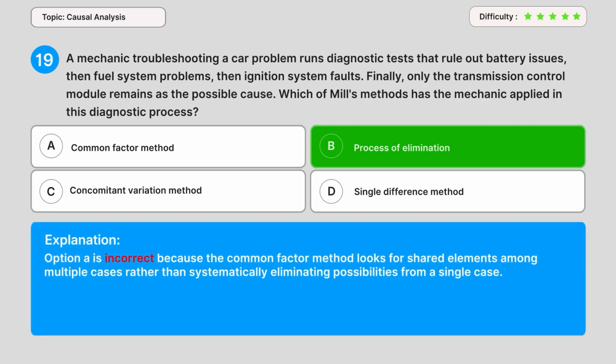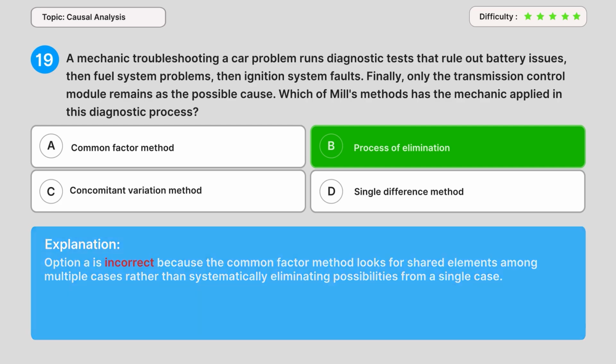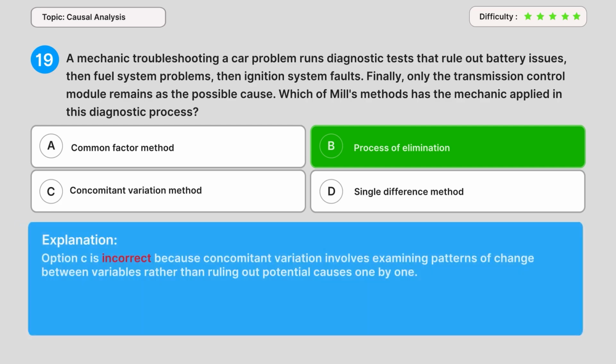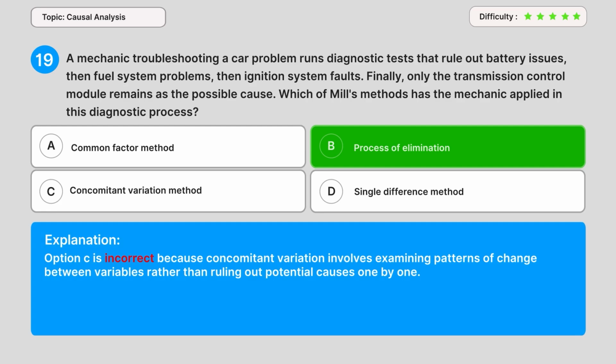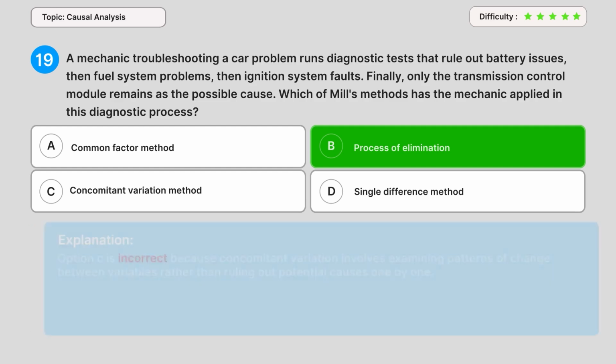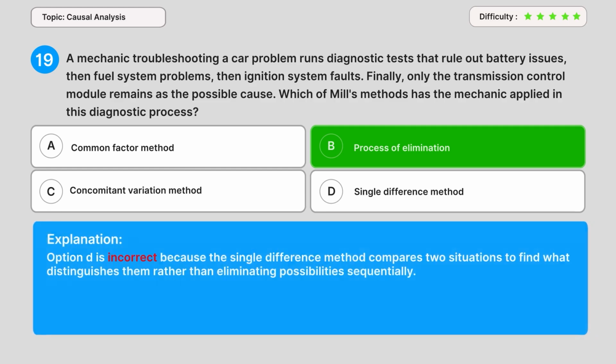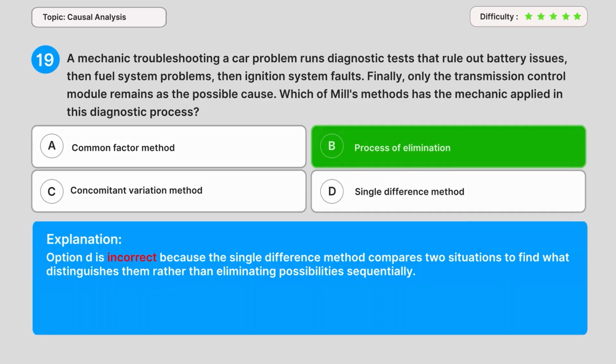Option A is incorrect because the common factor method looks for shared elements among multiple cases rather than systematically eliminating possibilities from a single case. Option C is incorrect because concomitant variation involves examining patterns of change between variables rather than ruling out potential causes one by one. Option D is incorrect because the single difference method compares two situations to find what distinguishes them rather than eliminating possibilities sequentially.